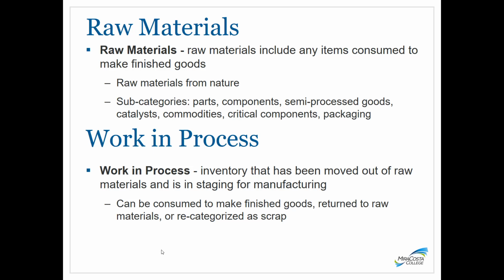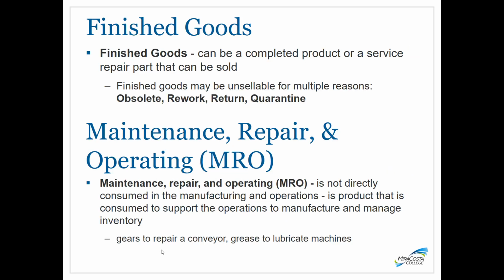It's somewhere in the middle of the manufacturing process. Finished goods are completed products or a service repair part that is ready to be sold to a consumer. So ask yourself, if you as a consumer can purchase it or buy it, then you can consider it a finished good.